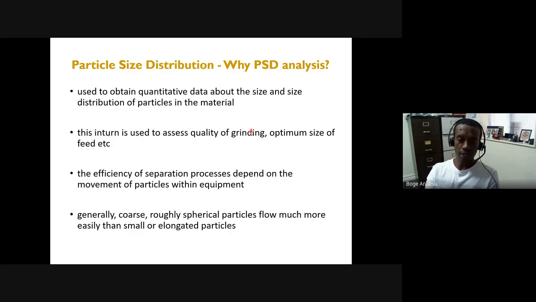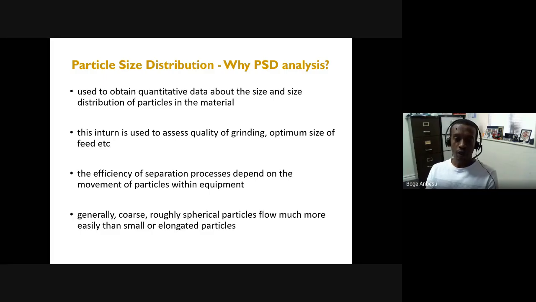And also when we feed the next step. So as I said, you mill, and then maybe you send it to gravity separation, or you mill, and then you send it to flotation. But these processes are size sensitive. For example, if you feed very fine particles to flotation, it doesn't perform well. Typically, below 20 micron, particles are very fine. You can still do flotation, but they're challenging to float.